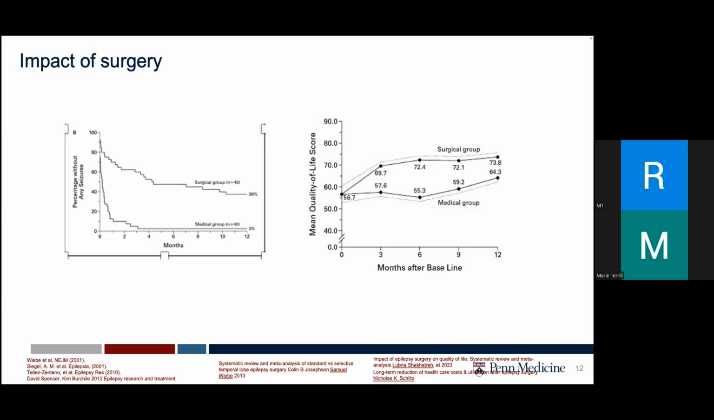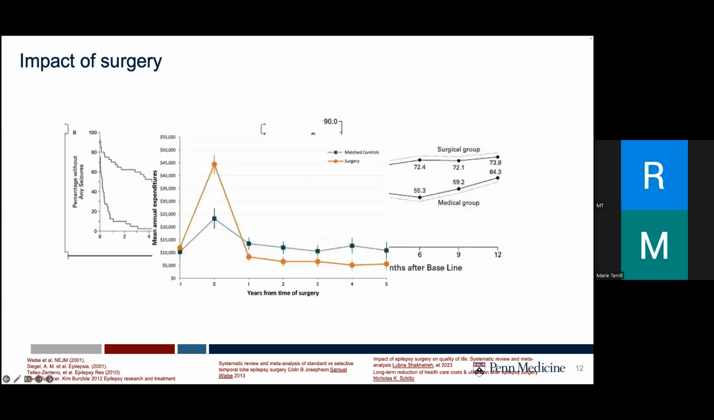But in any case, there is a clearly demonstrated difference between surgical and medical groups, suggesting that surgery not only reduces seizures, but also has the potential to enhance the quality of life for these patients. Now, research also indicates that healthcare costs tend to decline in the long-term follow-up following epilepsy surgeries. Individuals who undergo surgery have a lower direct medical care cost and reduced healthcare utilization in the years following surgery compared to matched controls who did not have surgery.